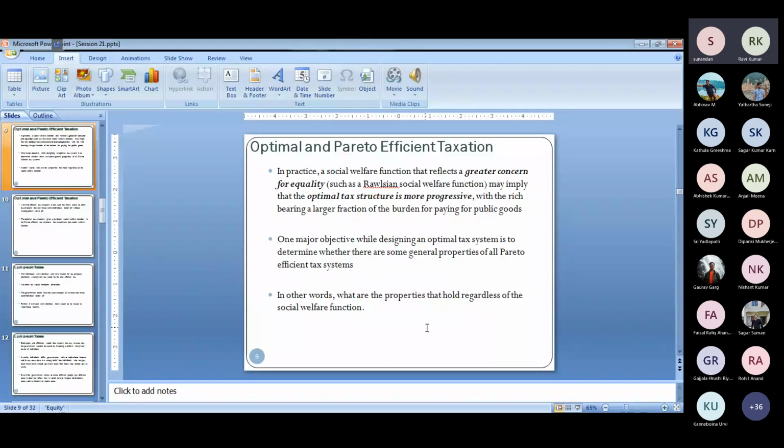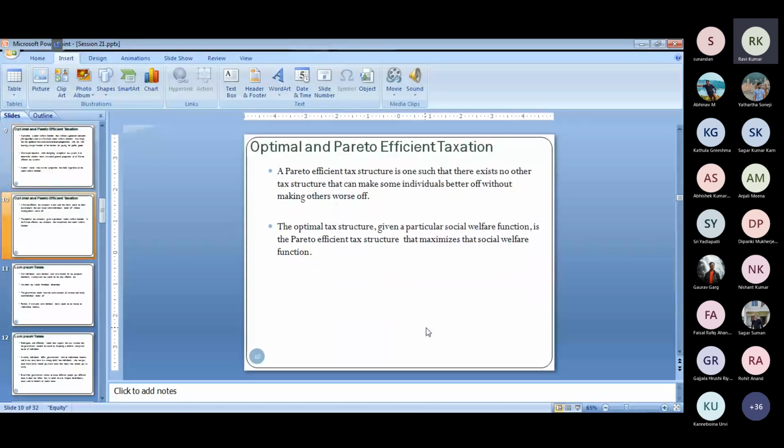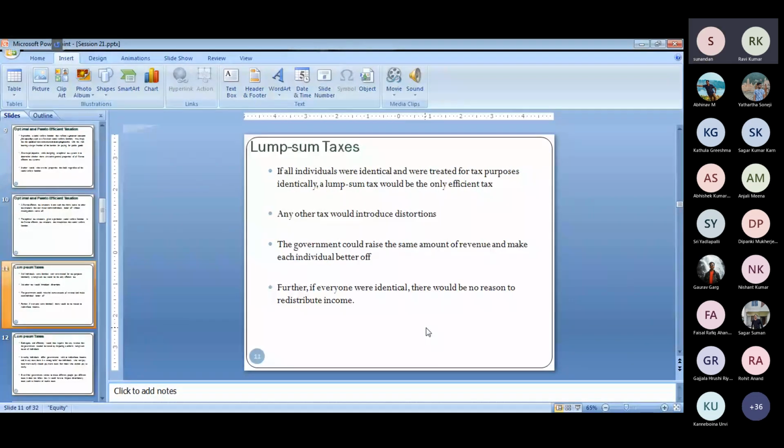Now, if you're concerned with equality, you should go with progressive taxation. And some slides back, we have already seen there are so many problems with progressive taxation. So if I want to go with equity, I have to sacrifice a lot of efficiency. Efficiency not only in the sense of deadweight loss, but maybe to the extent of labor force participation itself. So when we come to say lump sum taxes, it is the only tax which is efficient, right?